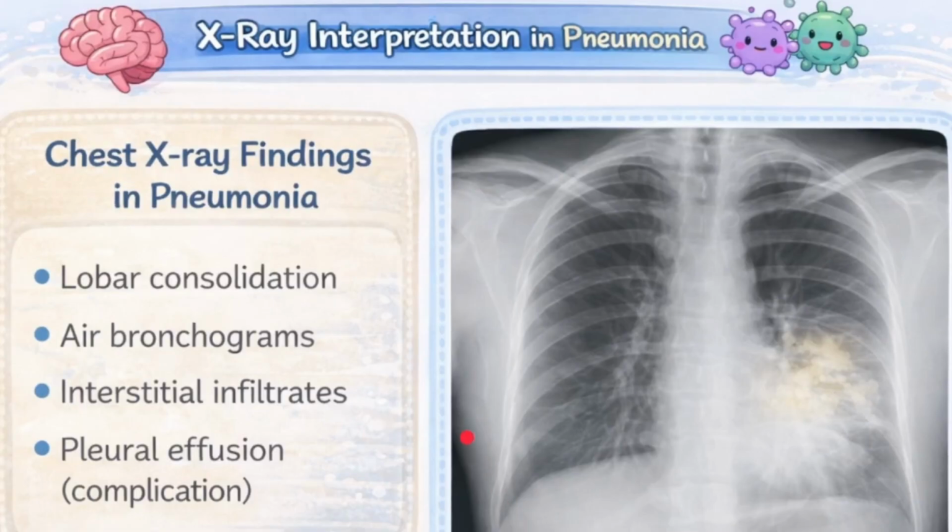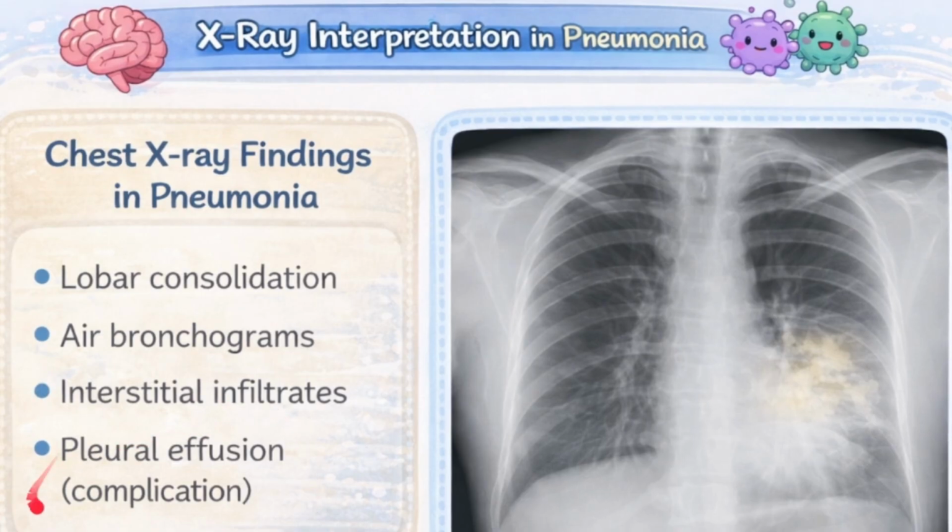So the X-ray of pneumonia is very important and it shows lobar consolidation. You can see here a white patch that is present, and this is lobar consolidation. Air bronchograms can also be seen on the chest X-ray, and interstitial infiltrates are basically present in atypical pneumonia, that are white dots present in both lung fields.